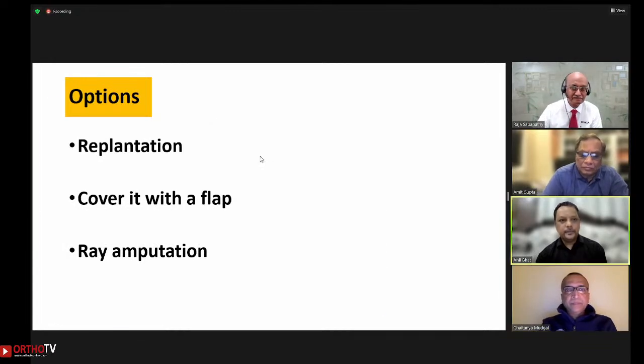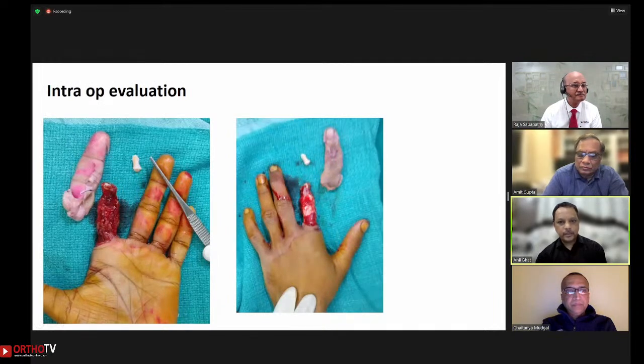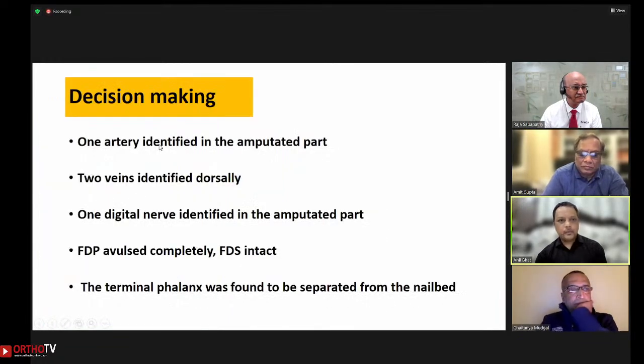So basically, this was the initial evaluation of this patient. What we found was that the distal phalanx is completely off, and we could identify one artery in the amputated part, two veins dorsally, one digital nerve, as Dr. Sabapathy was mentioning. The digital nerve was there. FDP, as I showed, was completely avulsed. FDS was intact. The terminal phalanx was separated completely.